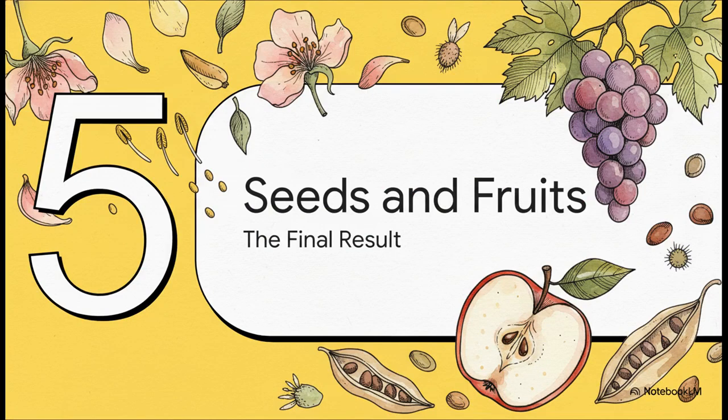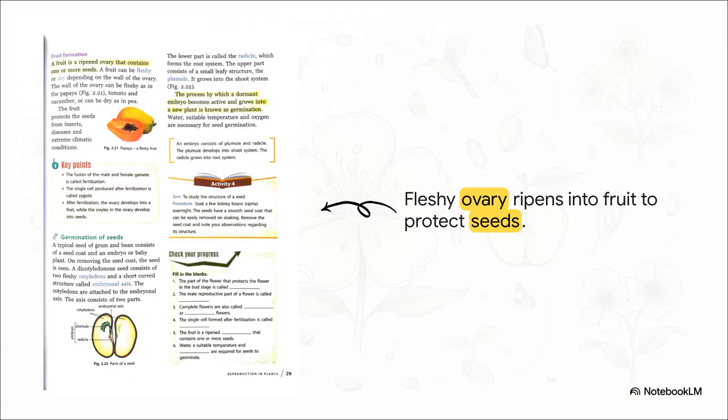Section 5. Seeds, fruits, and germination. The final result. With fertilization complete, the flower's petals fall away, and notice exactly what happens next. The swollen ovary of the flower literally ripens into the fleshy fruit we eat, like the thick wall of this papaya, which is designed to protect the seeds from extreme conditions. Meanwhile, those fertilized ovules resting securely inside, they harden and develop into the actual seeds.